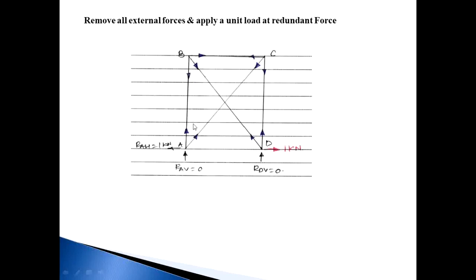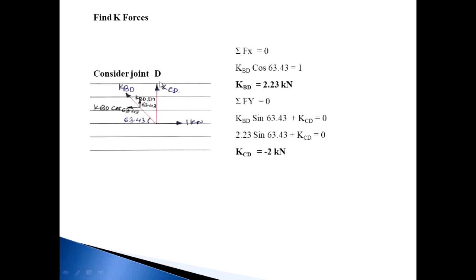So find out K forces for all members. First consider joint D. At joint D, 1 kilonewton is the applied force. Then KCD and KBD. This KBD is an inclined force, so split it up into two perpendicular components. The X component goes on the left side, the Y component goes in the upward direction. So KBD cos 63.43 is the X component and KBD sin 63.43 is the Y component.